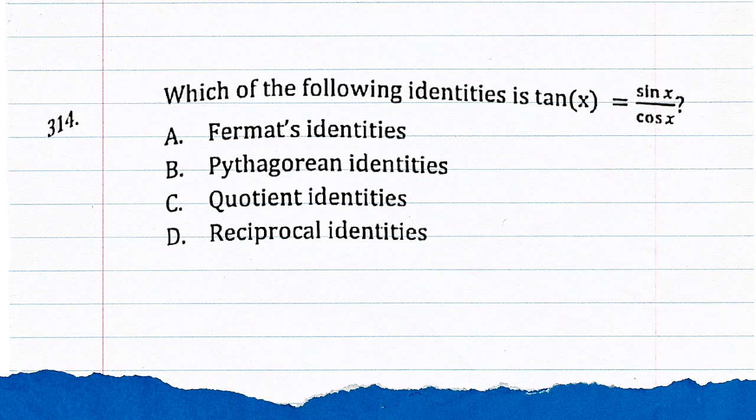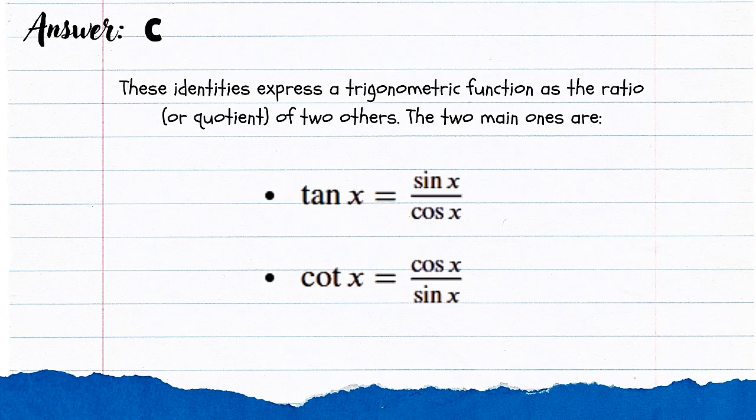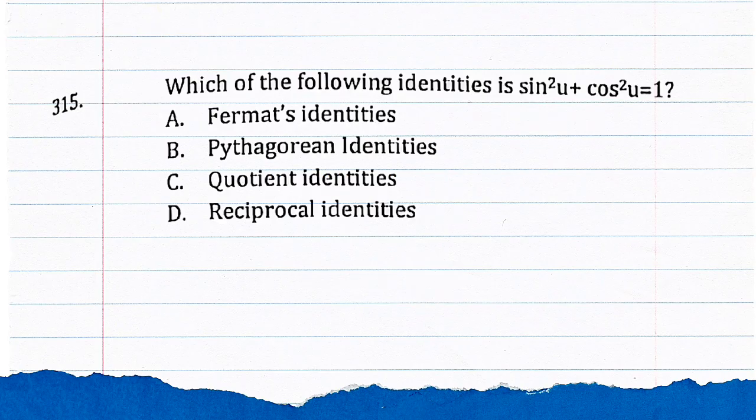Letter C, quotient identities. Letter D, reciprocal identities. And the answer is letter C, quotient identities. These identities express a trigonometric function as the ratio or quotient of two others. The two mains are, first is tangent x, which is equals to sine x over cosine x. Second one is cotangent x equals cosine x over sine x.